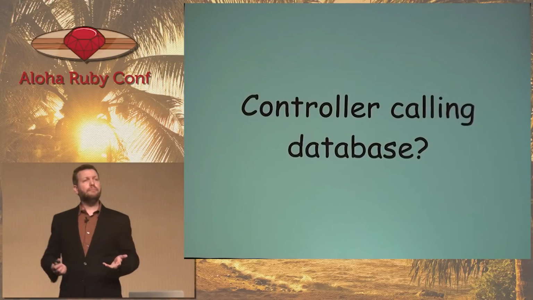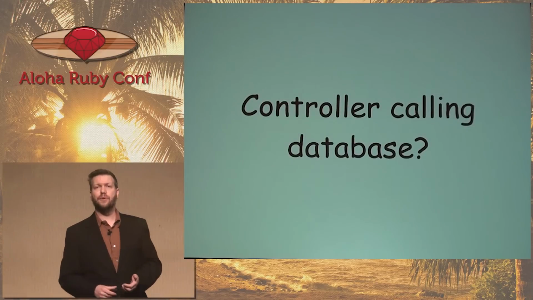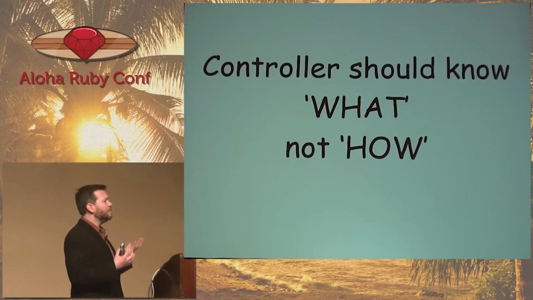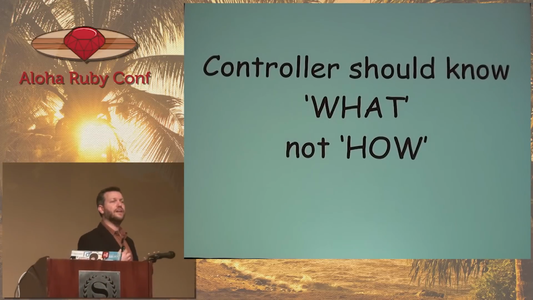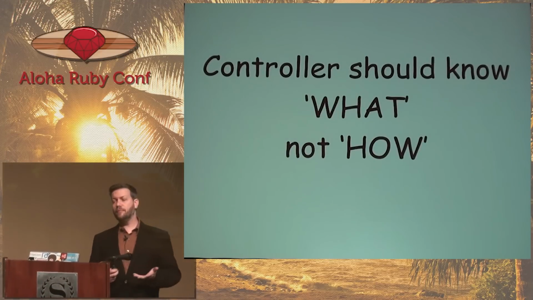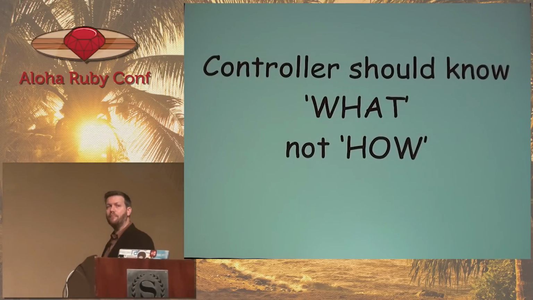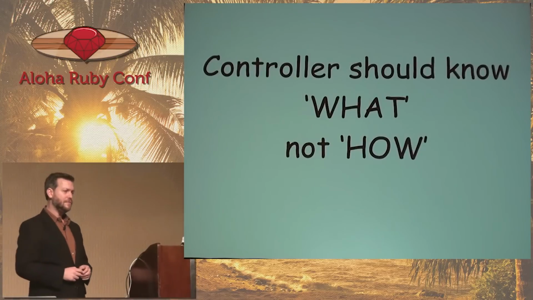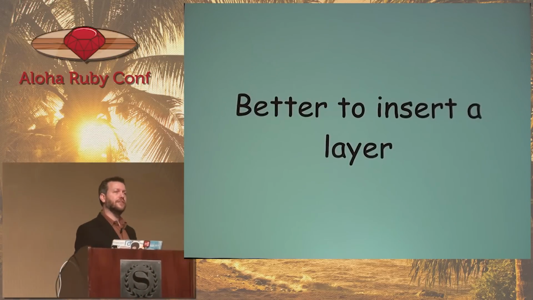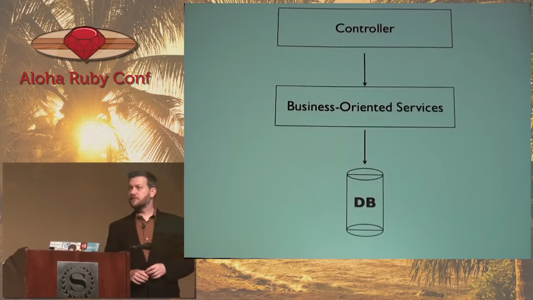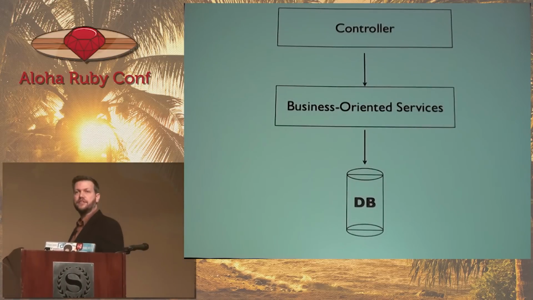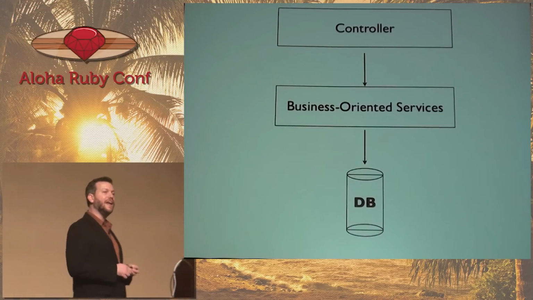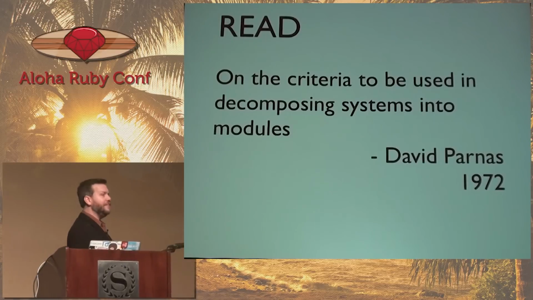True. But most of us work on applications that need to be maintained. Most of us work on applications where that hash is going to change. One of the things that we like to abide by, controllers should know what they want, not how they want it. They should look at it and say, okay, well, my job is to figure out, based on the request, what I want. So it's better to insert a layer in between it. Some sort of set of services that the controller talks to, that are named well, that talk about what it actually is. Anybody ever read this paper?